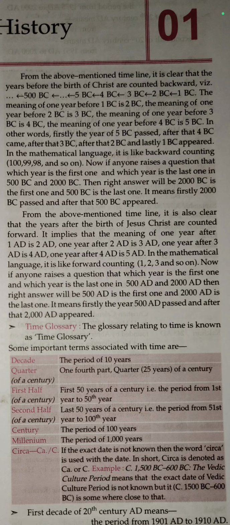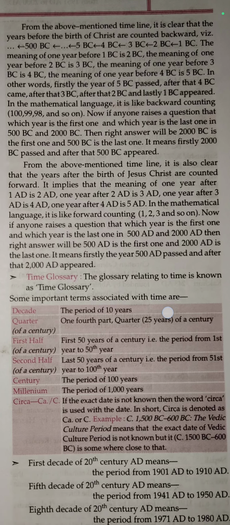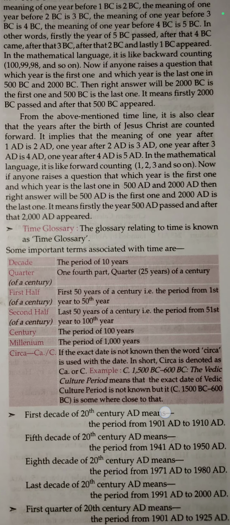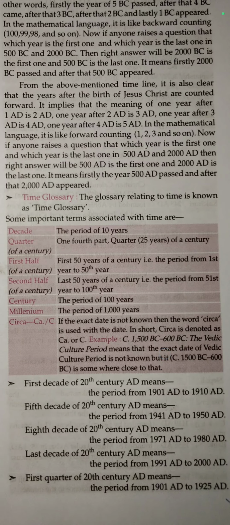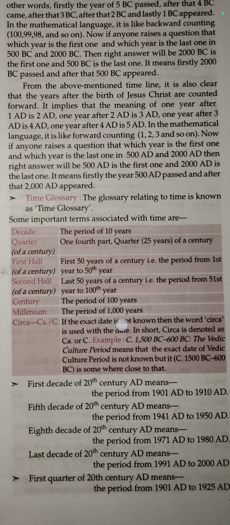From the above mentioned timeline, it is also clear that the years after the birth of Jesus Christ are counted forward. It implies that the meaning of 1 year after 1 AD is 2 AD. 1 year after 2 AD is 3 AD. 1 year after 3 AD is 4 AD. 1 year after 4 AD is 5 AD. In mathematical language, it is like forward counting. First comes 1, then 2, then 3, and so on.